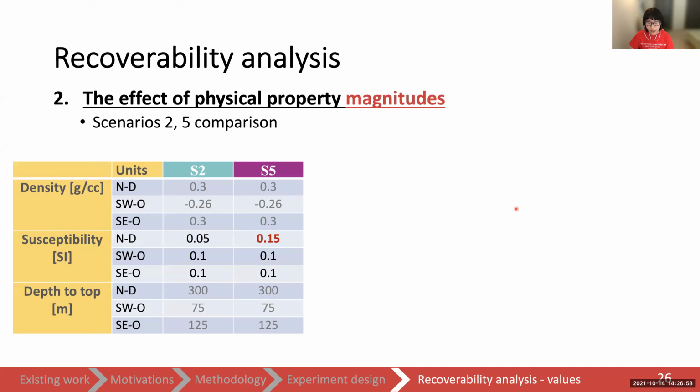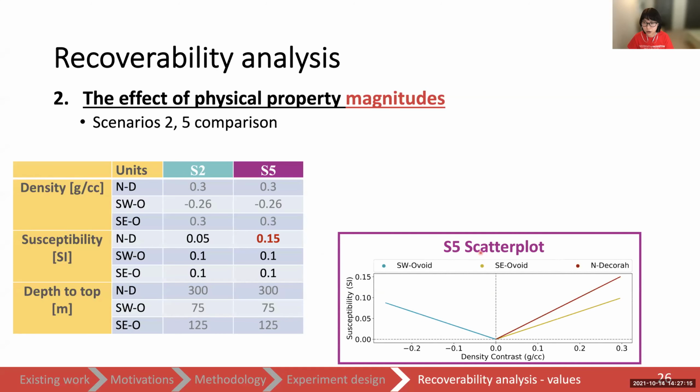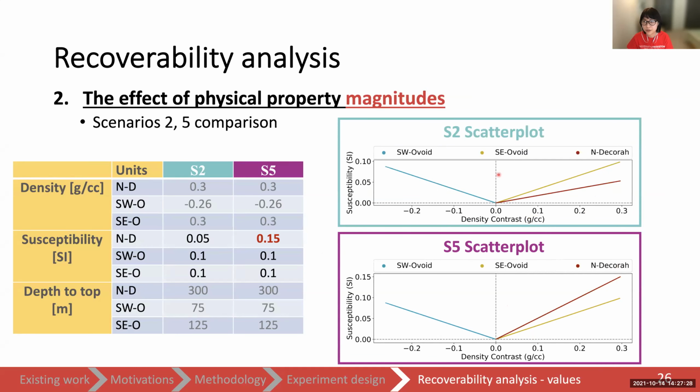So secondly, in order to investigate the effect of the physical property magnitudes on the recoverability, we can compare scenario 2 and scenario 5, where their anomalies share the same depths but have different physical property magnitudes. As displayed in the scatter plot for scenario 5, its north decor unit has a higher susceptibility value. That's why its linear trend is higher above the yellow linear trend for the southeast ovoid. In comparison, in the scenario 2 scatter plot, the red linear trend is below the yellow linear trend for the southeast ovoid.